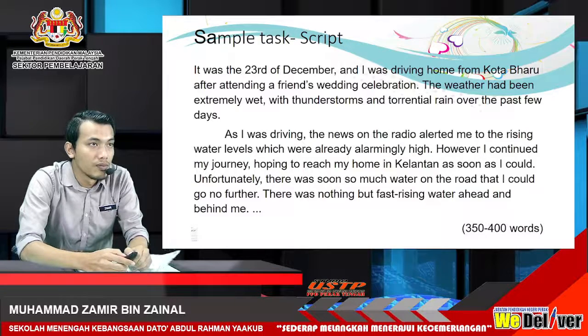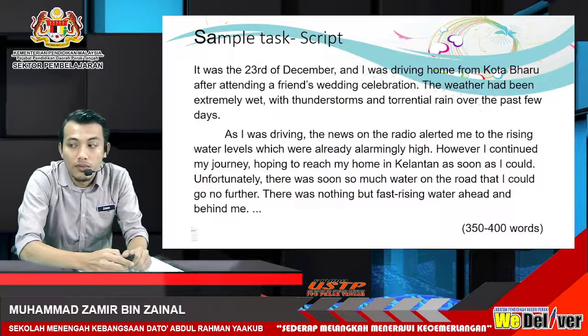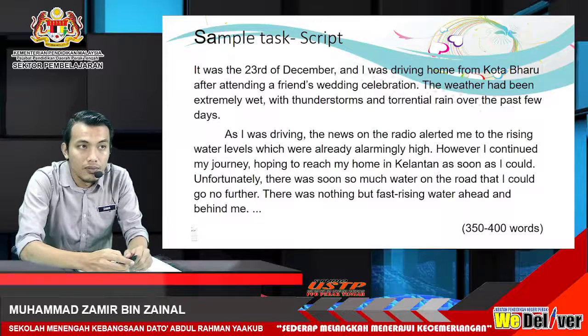It was the 23rd of December, and I was driving home from Kota Baru after attending a friend's wedding celebration. The weather had been extremely wet, with thunderstorms and torrential rain over the past few days. As I was driving, the news on the radio alerted me to the rising water levels, which were already alarmingly high. However, I continued my journey, hoping to reach my home in Kelantan as soon as I could. Unfortunately, there was soon so much water on the road that I could go no further. There was nothing but fast rising water ahead and behind me. I had to abandon my car there.